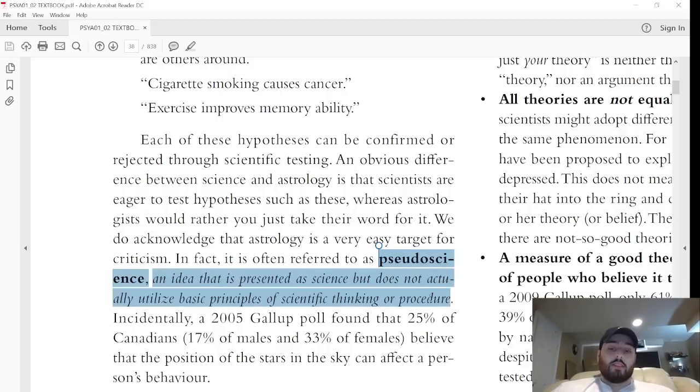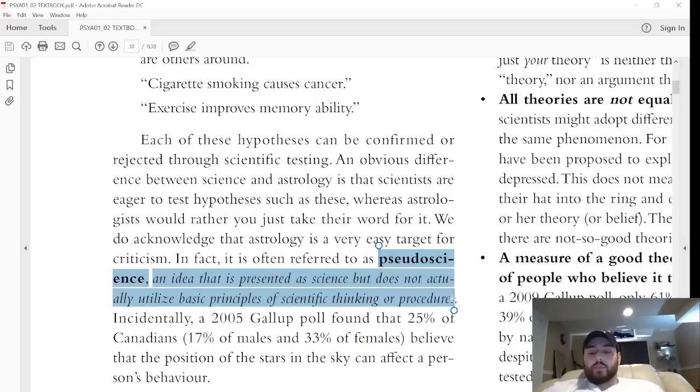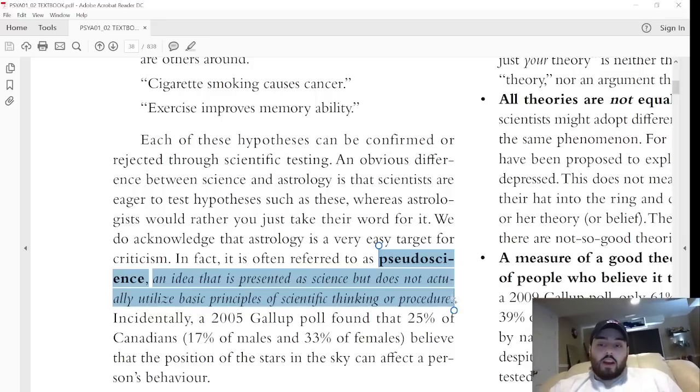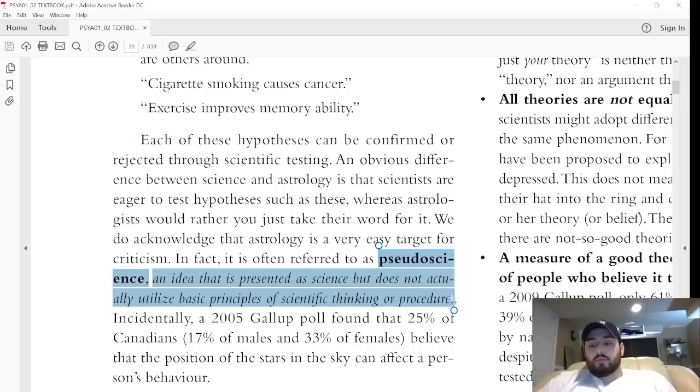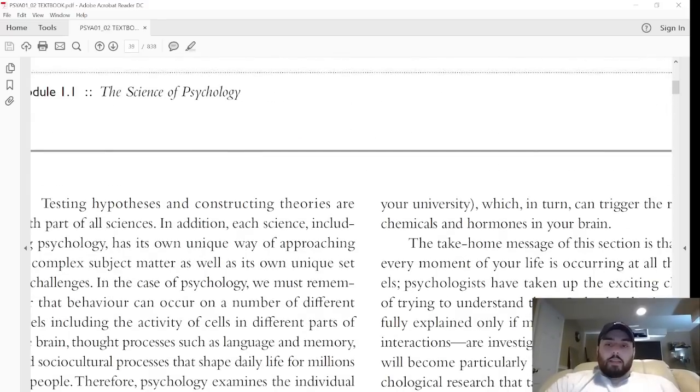So that is a pseudoscience, which essentially goes back to what we discussed about astrology, right? Astrology can sometimes be very vague and not use the same principles of science that we're accustomed to. So we'll be moving on from there.